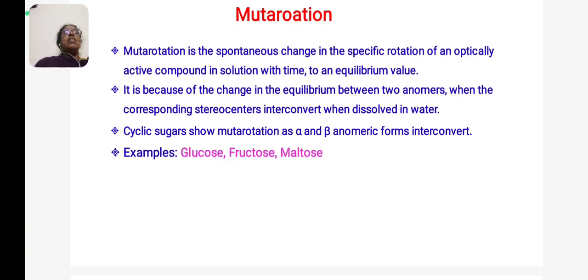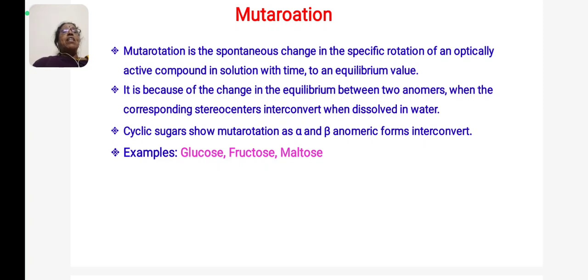Mutarotation is the spontaneous change in the specific rotation of an optically active compound in solution with time to an equilibrium value, due to the change in the equilibrium between two anomers when the corresponding stereocenters interconvert when dissolved in water. In general, cyclic sugars show mutarotation as alpha and beta anomeric forms interconvert. Examples: glucose and fructose, which are monosaccharides, and maltose, which is a disaccharide. Among the disaccharides, sucrose does not show mutarotation.